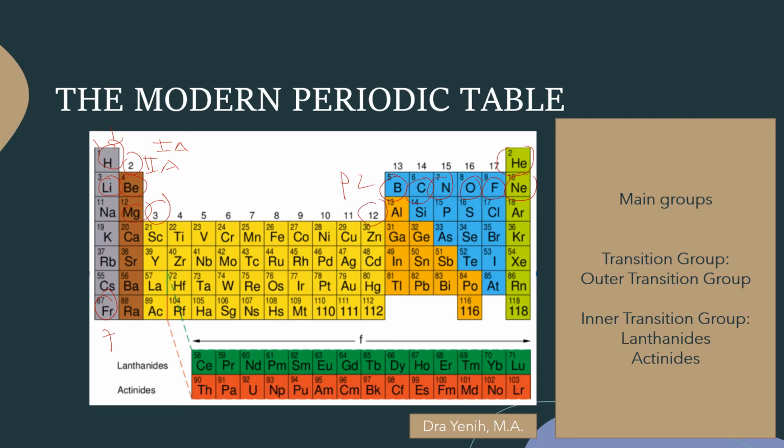are the transition metals, or block D elements. Then 13 is 3A, 14 is 4A, 15 is 5A, 16 is 6A, 17 is 7A, and here is 18, that's 8A.